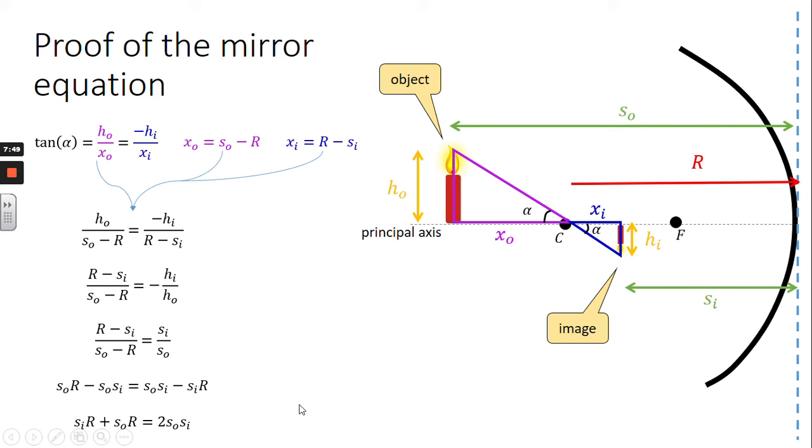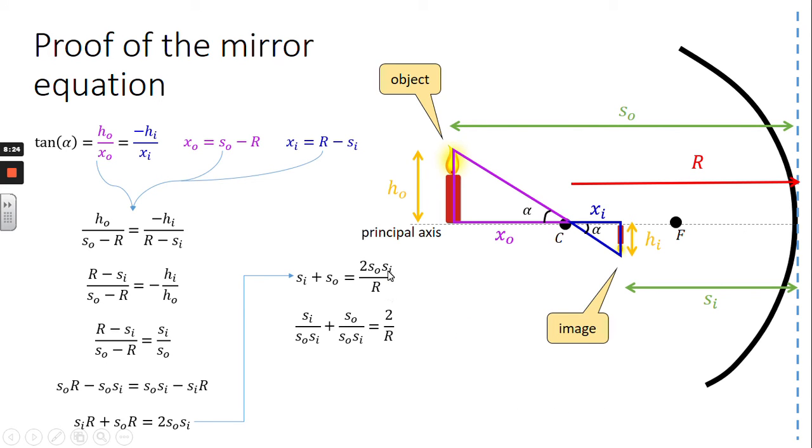Our next step here is a little bit of adding like terms. I added SO times SI to the right to get 2 SO SI, and I added the SIR to the other side of the equation. The next step after that is to divide everything by R. So we end up with image distance plus object distance equals twice the object distance times the image distance over the radius of your curved mirror.